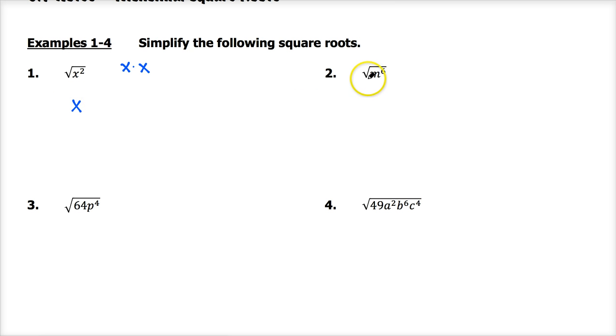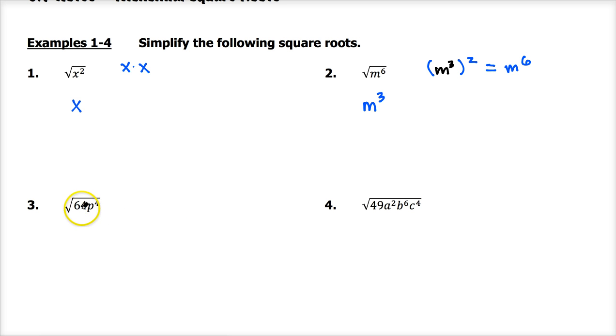For number two, radical m to the sixth is basically asking what squared gives you m to the sixth. Well, if you square m to the third power, you know from our exponent rules that m to the third squared would be m to the sixth. So that means radical m to the sixth is m to the third.